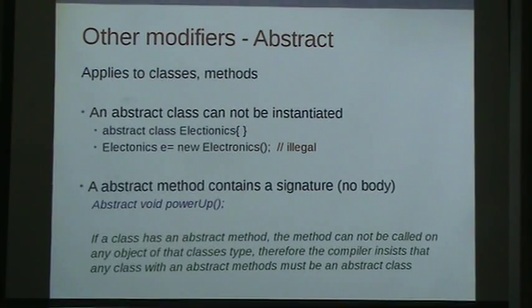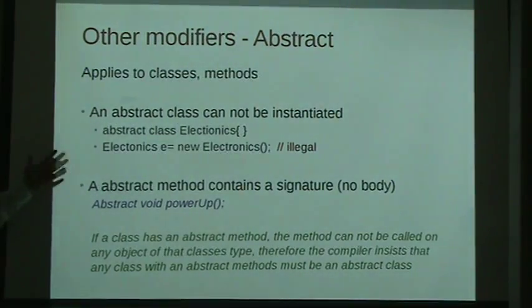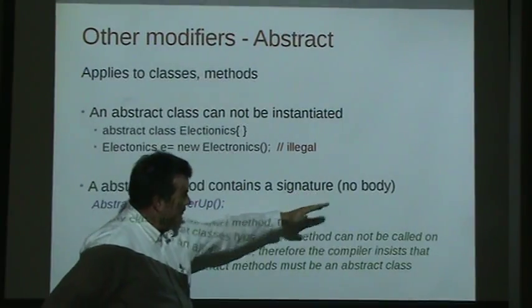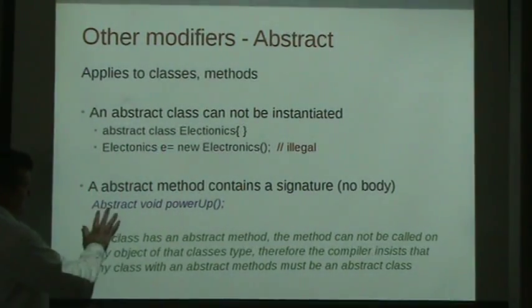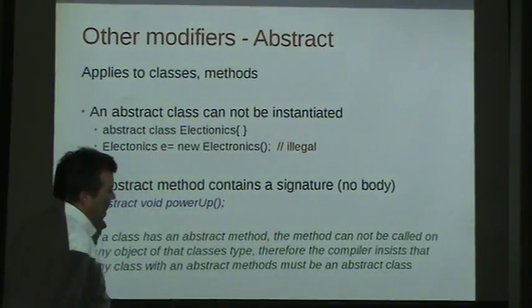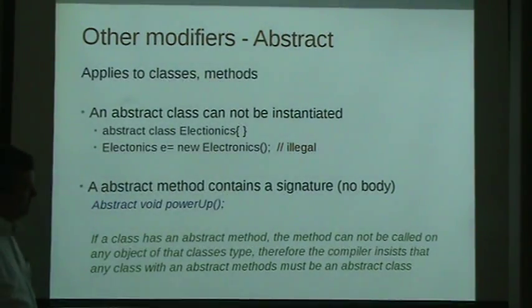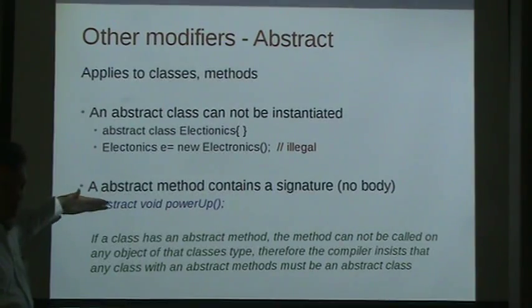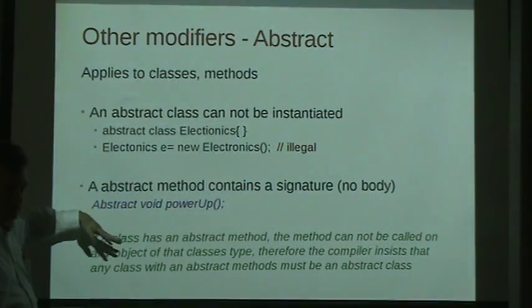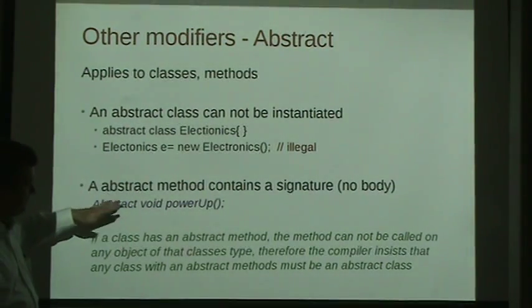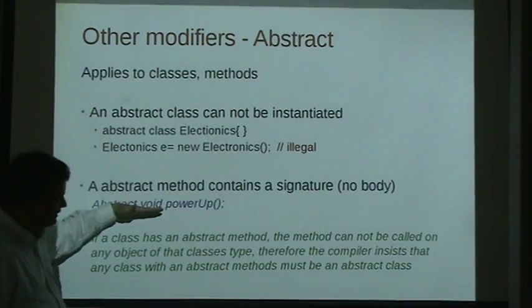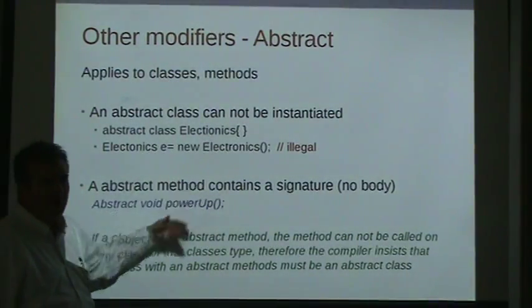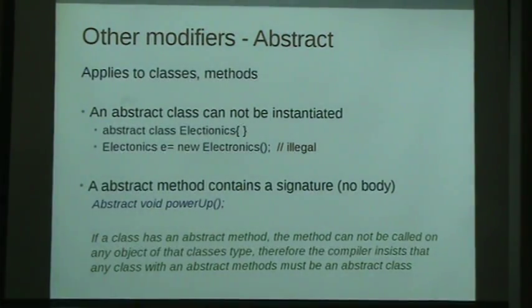Abstract methods can exist inside of a class, and an abstract method contains only a signature, no body. So for example, you could say abstract void power up, but it doesn't have a body to it. So what that means is if anybody was to inherit from this class, you always have the option to overwrite the method. Now that you have an abstract method, you would be required to overwrite the method.